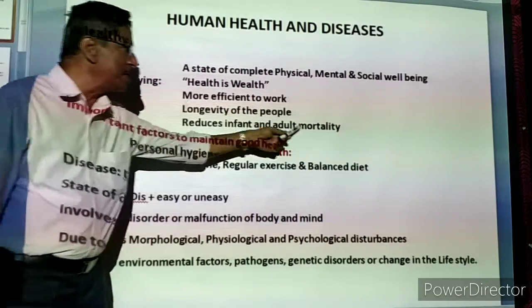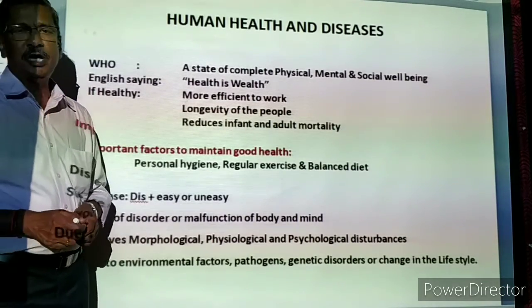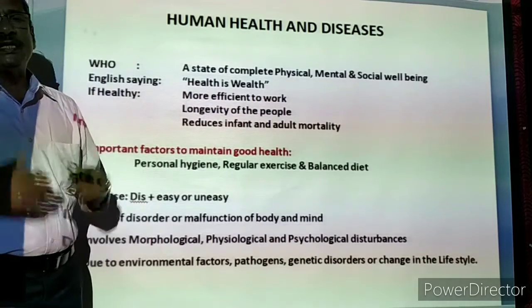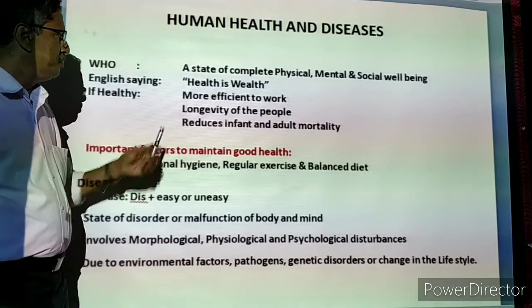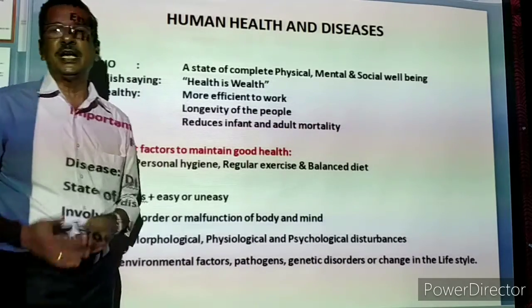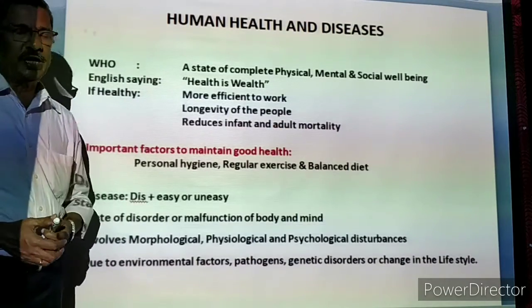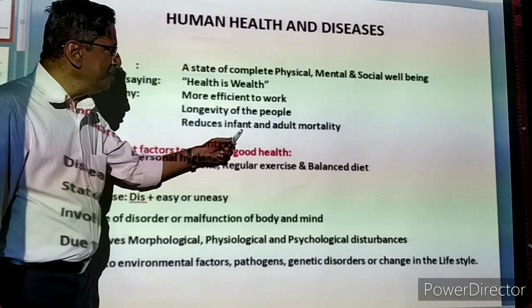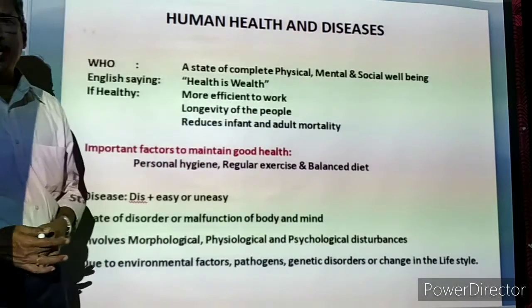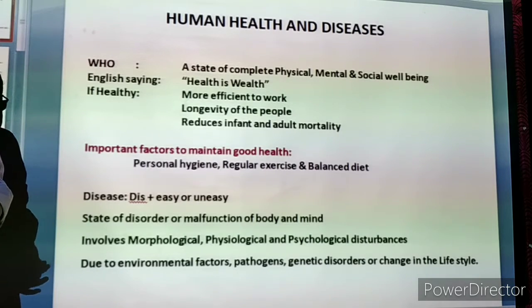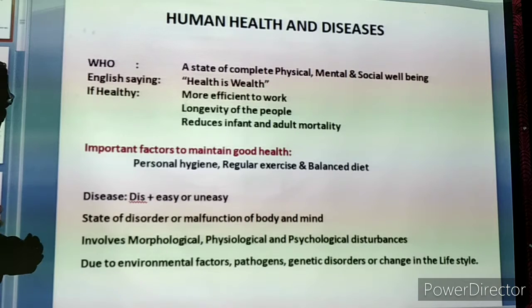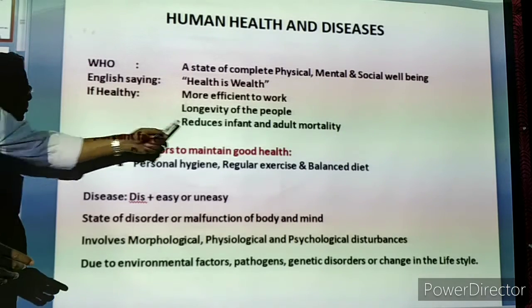Now we have to see what is mortality. Mortality means death or death rate. Adult mortality means the death of adult people. And infant mortality, infant means a newborn child. So it will reduce the infant and the adult mortality. So the people in that society will be very strong, very healthy, and they can live for a long period of time. That is the meaning of this.